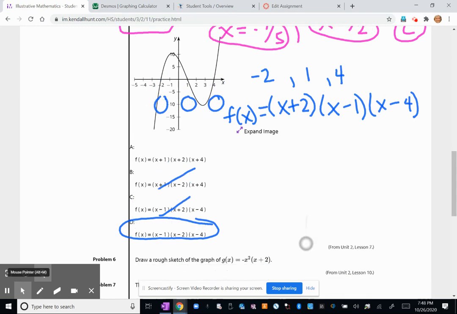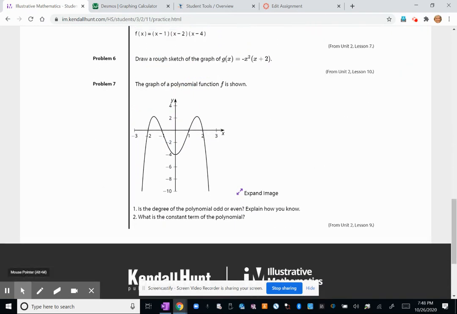We've got 2 more problems. One is a graphing problem. We're going to sketch the graph of g of x equals -x² times x plus 2. So there's a few things I need to know. I need to know the zeros. I need to know the end behavior. And then typically we would also want to find the y-intercept.